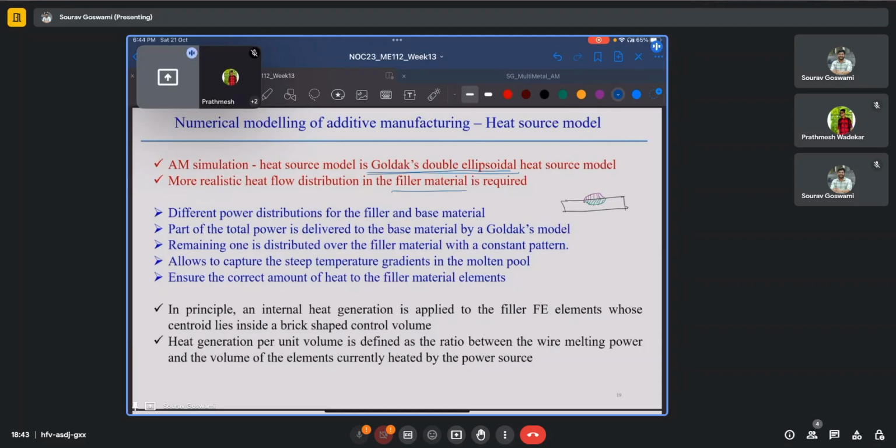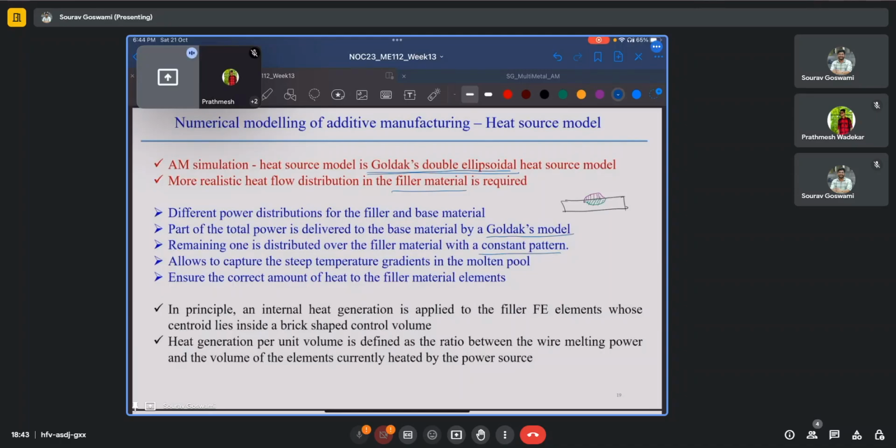So we distribute the power between the filler and the base materials, and one part is delivered to the base material, and for this we use Goldak's double ellipsoidal model. For the filler material, we may also have some uniform distribution or a distribution with a constant pattern. And this has been shown to capture the very steep temperature gradients inside the melt pools, and to ensure that the correct amount of heat is delivered to the filler material elements.